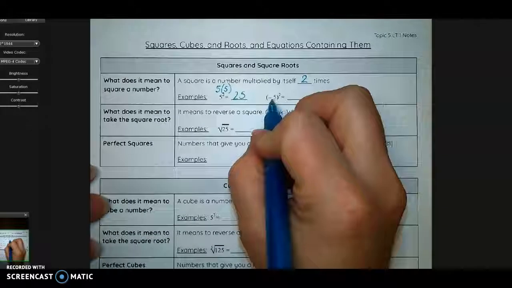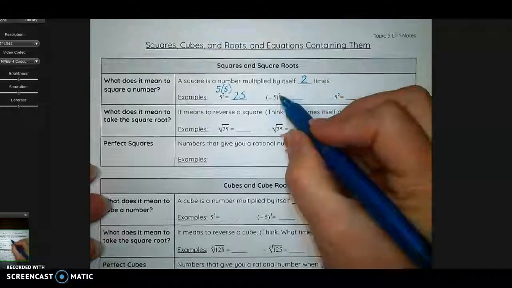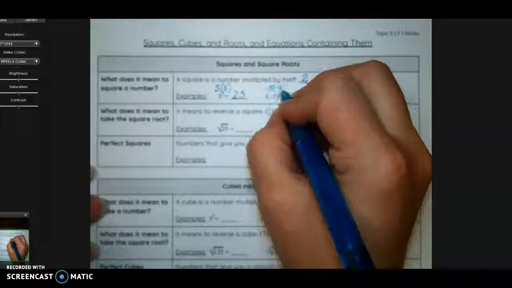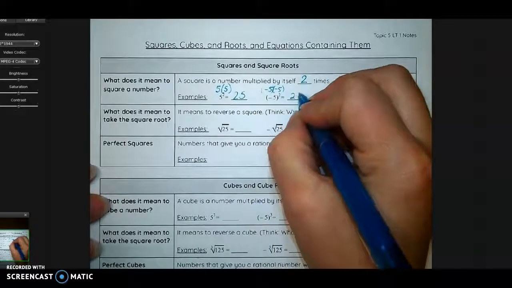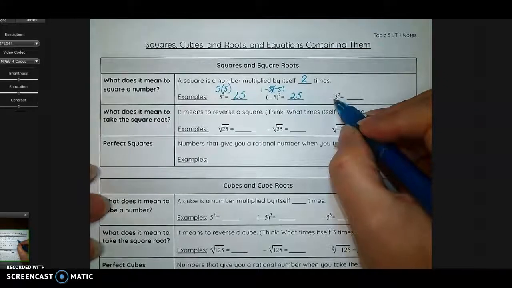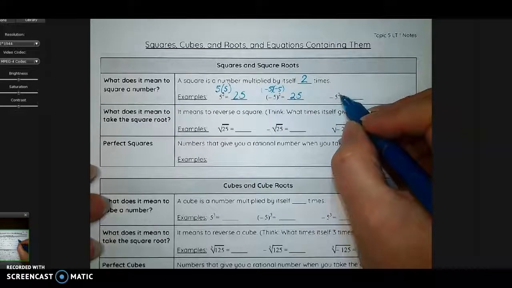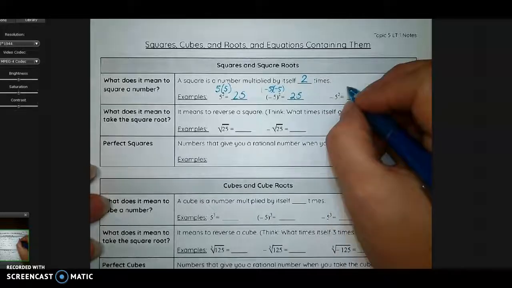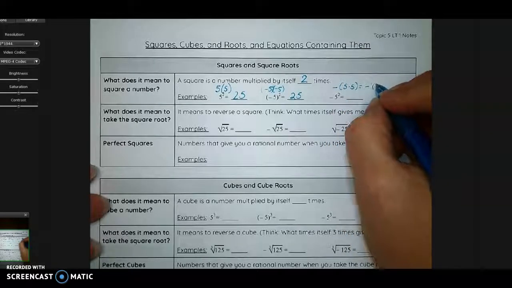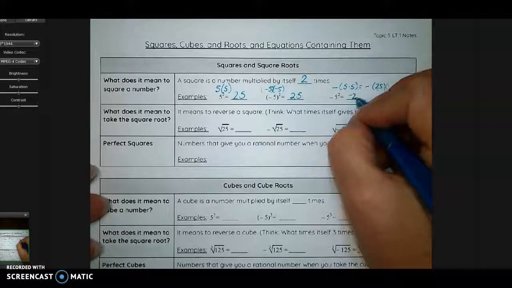So -5, remember if it's inside the parentheses, that means I want to square exactly what is in the parentheses. So I'm going to do -5 times -5, and I will get positive 25 for that one. When the negative is not inside parentheses, this means I want to square the 5, and then I want the opposite of whatever that is. So I don't take this until the end. So that means I want the opposite of 5 times 5. Well, that would be the opposite of 25, which is -25.